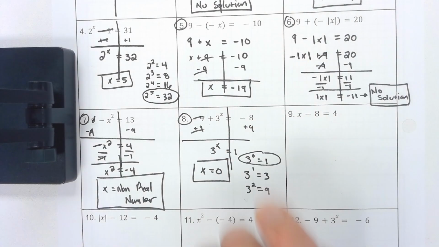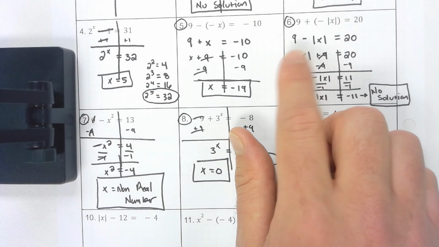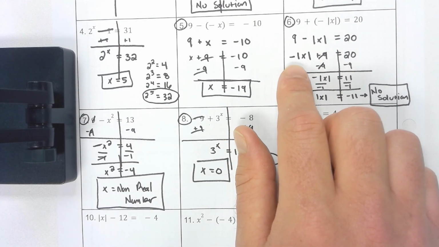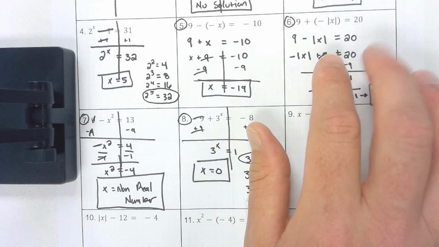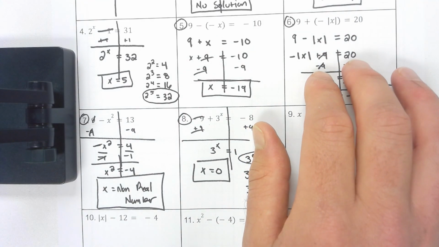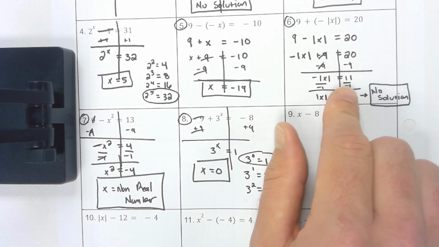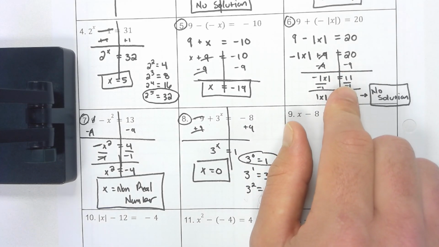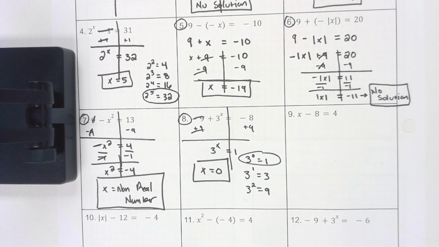Then for number 6, again, I did the rearranging, so I have negative absolute value of x plus 9. So same idea, we subtract 9 to start. So the negative absolute value of x equals 11. Then we don't like that negative absolute value of x. We need it to be a positive. So I have to divide both sides by -1. So the absolute value of x is equal to -11. Absolute values can't equal a negative number. So our answer is that there isn't one. It is no solution.